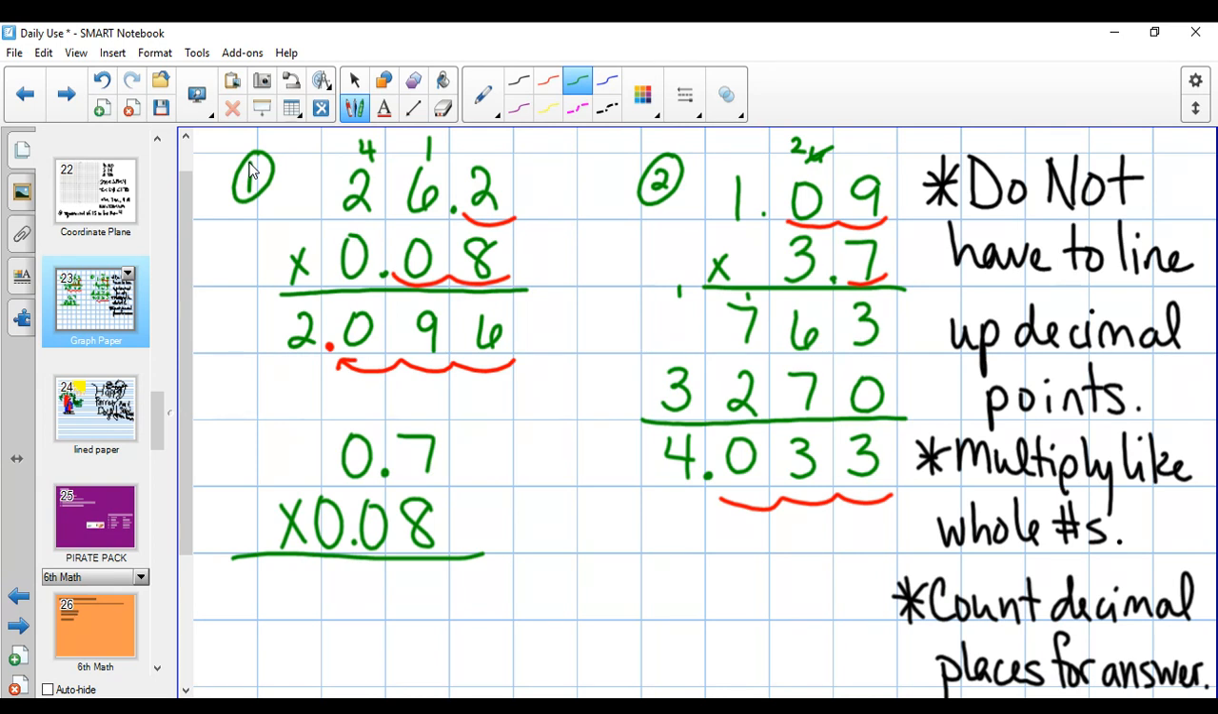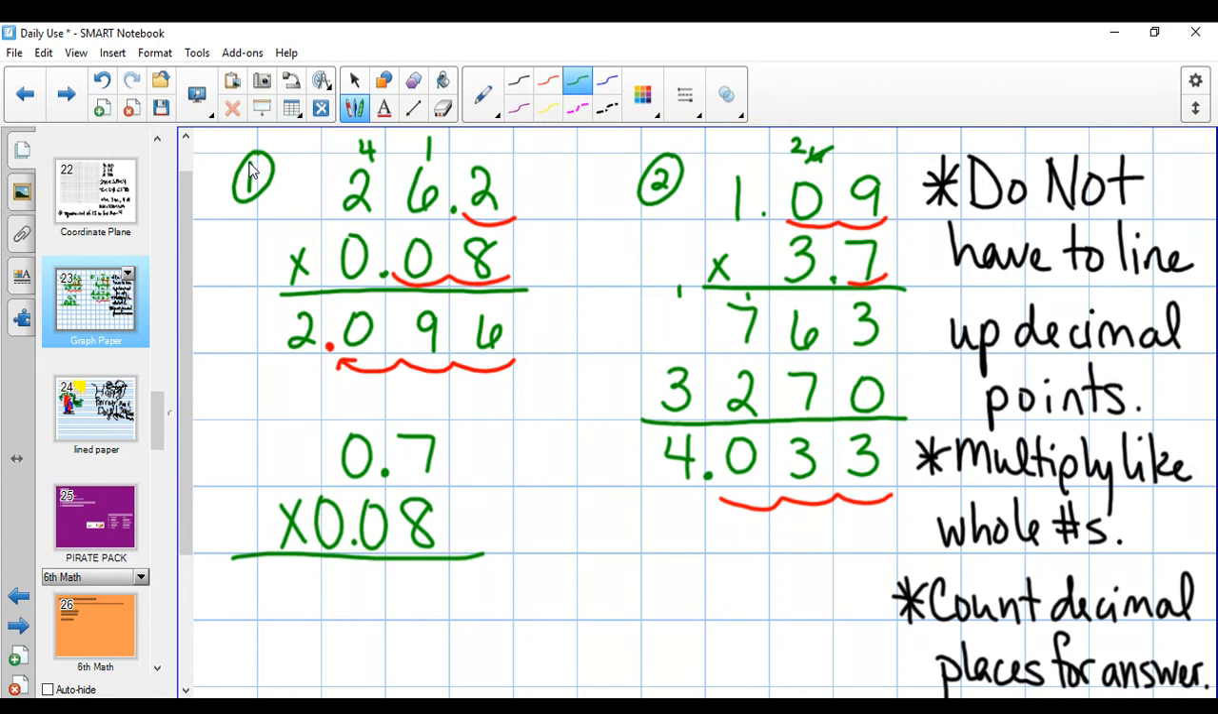Now, just a quick review while we're looking at decimal numbers. To go back to example 1, I would read this number as 2 and 96 thousandths. That would be my final answer. In example 2, I would read this as 4 and 33 thousandths.